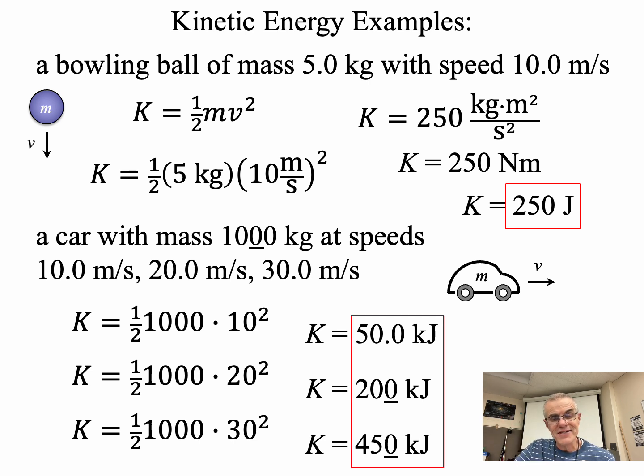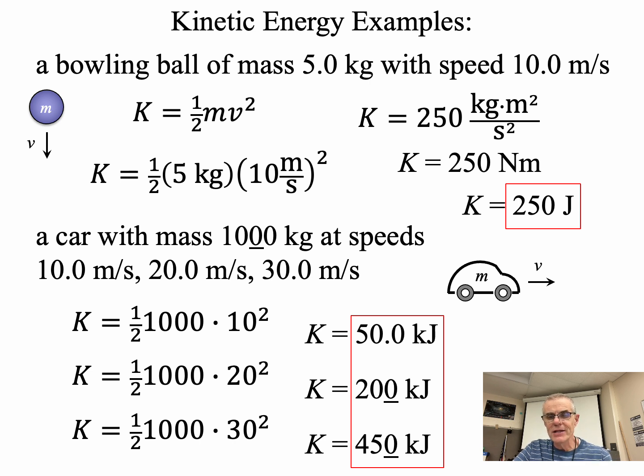A joule by itself is not much energy, actually. So we often have values like this, kilojoules. Kilojoule means 1,000 joules. So that's kind of an interesting pattern. If your speed starts to climb, your kinetic energy climbs more. If you double or triple your speed, you more than double or triple your kinetic energy.